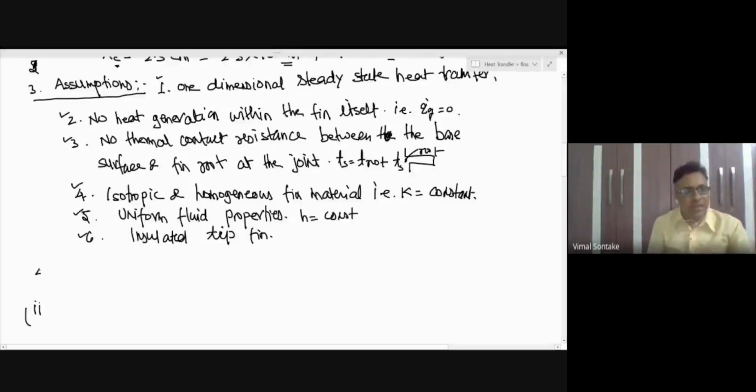After schematic, after enlisting all the given parameters, after taking all the assumptions, let us enlist what you are supposed to find out. Heat transfer rate in case 1 and heat transfer rate in case 2. So let us do our calculations one by one.